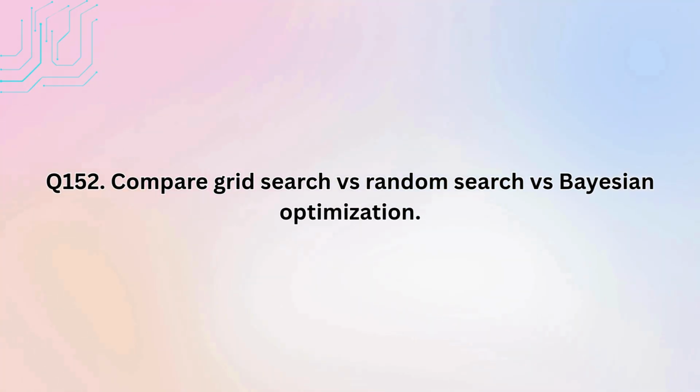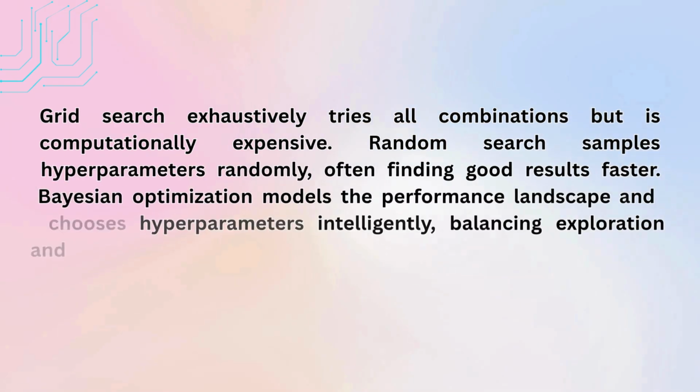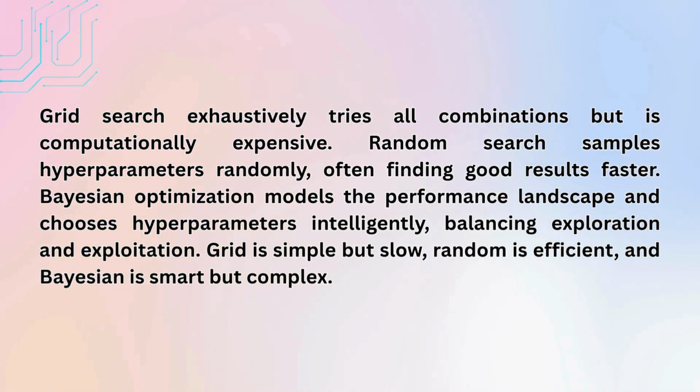Compare grid search versus random search versus Bayesian optimization. Grid search exhaustively tries all combinations but is computationally expensive. Random search samples hyperparameters randomly, often finding good results faster. Bayesian optimization models the performance landscape and chooses hyperparameters intelligently, balancing exploration and exploitation. Grid is simple but slow.